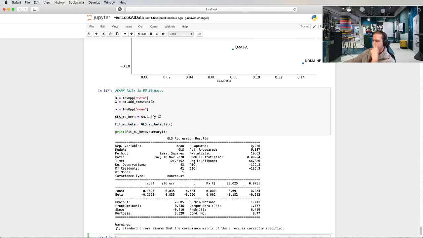So you see, that's a CAPM regression with just our 40 observations. It's a cross-sectional regression because we regress the average returns of all the 43 firms onto the beta.